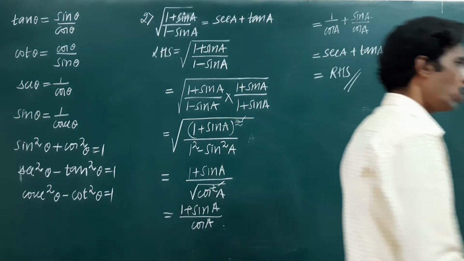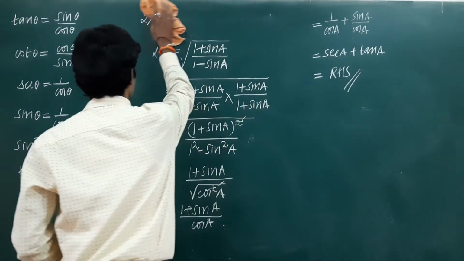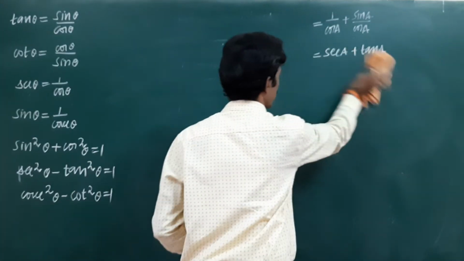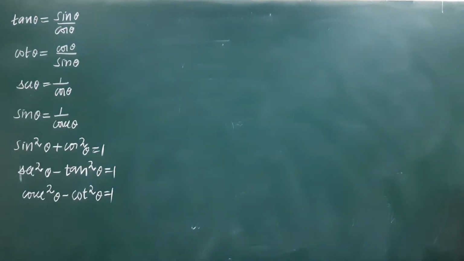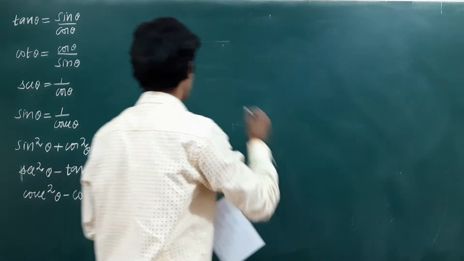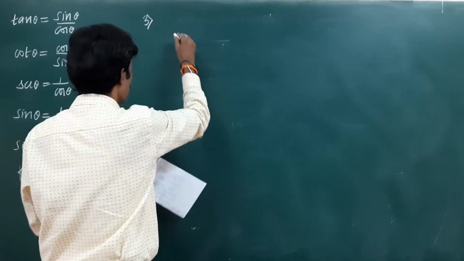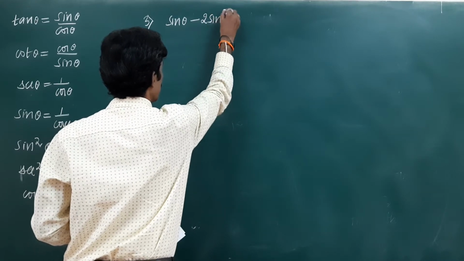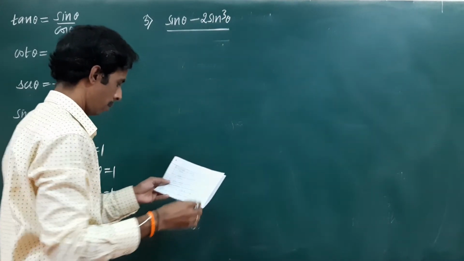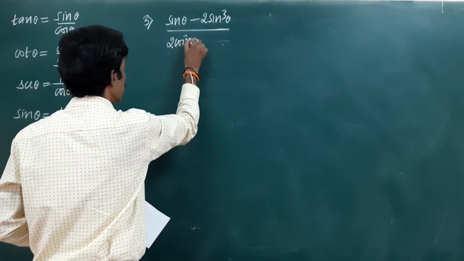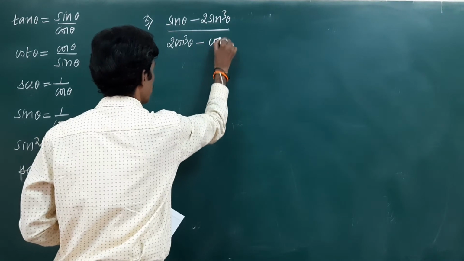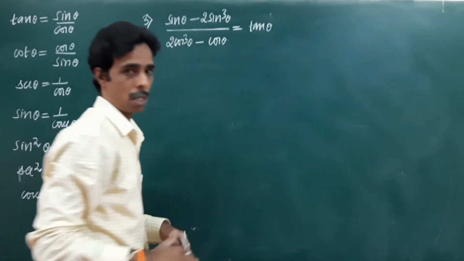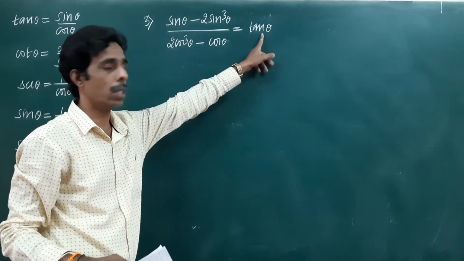Okay, next we'll see one more problem. Next, third one. Sin theta minus 2 sin cube theta, whole divided by 2 cos cube theta minus cos theta, is equal to tan theta. Again, this also is to prove: after taking this term, you are supposed to get this much.